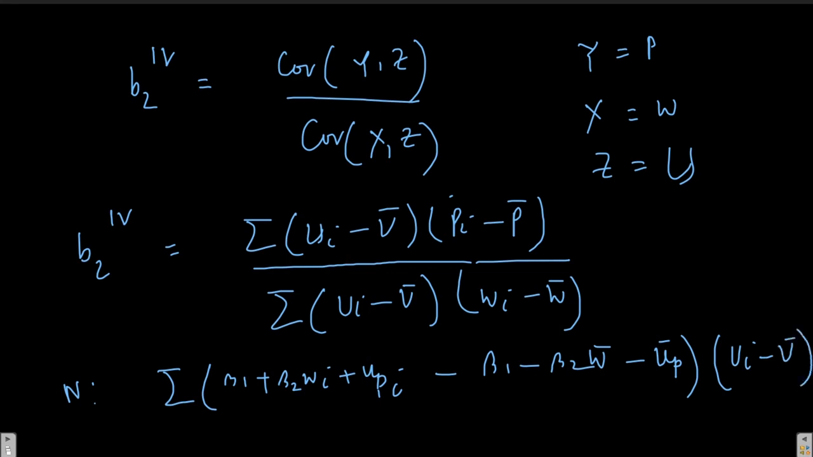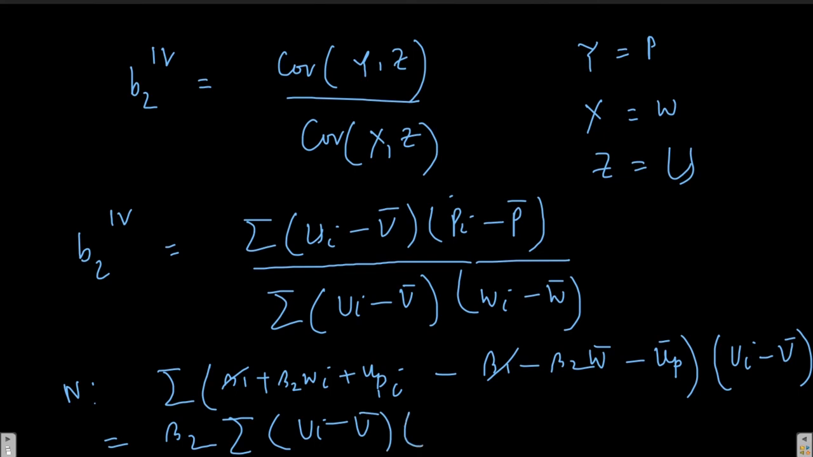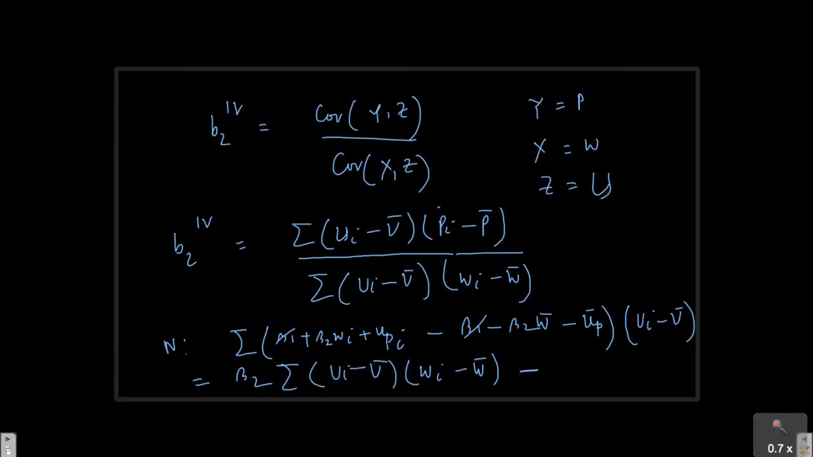So we are familiar with this expansion, and what we'll get is I'll cancel this beta 1, I'll get a beta 2, and then I'll have a beta 2 here, and I will have Ui minus U bar into Wi minus W bar. Then I'll have the same term here, but I will have Ui minus U bar and small UPi minus UP bar, right? So that's what I'll get. Now, if I divide by the denominator, this is going to be simple beta 2, okay?